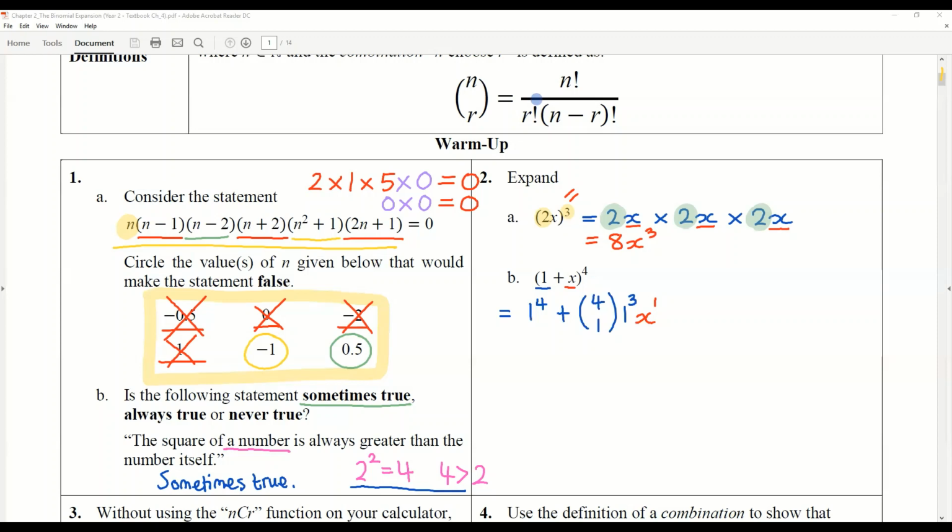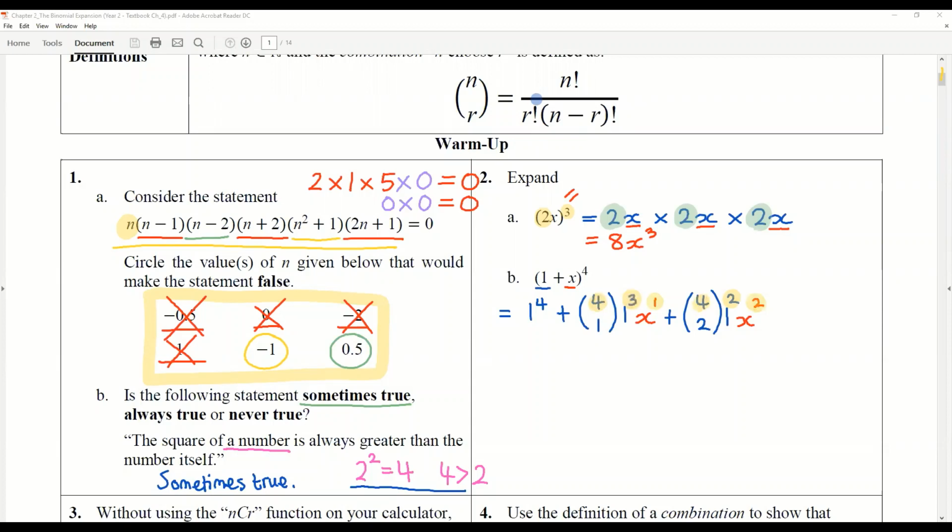All right, and then continuing on, so we're going to have plus 4, choose 2, 1 squared. Again, the 1 drops by a power. And then we're going to have x squared. Something else to notice here as well, the powers should always sum to your n value, which is the 4. Okay, they should always sum to 4. All right, that's how you know you're doing it correctly.